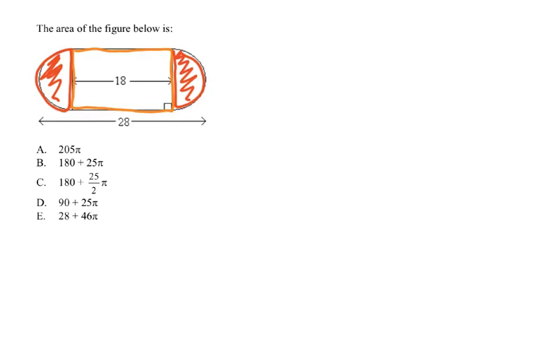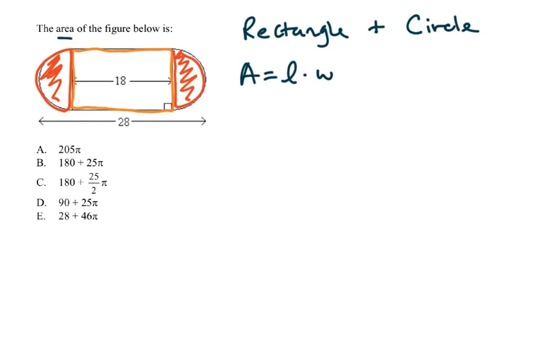So I could basically just say this is a rectangle plus a circle. You could calculate the areas of those half circles separately and then add them together, but it's just going to be easier if you just calculate the circle. So since it's asking for area, I need area formulas. For my rectangle, it's going to be A equals length times width, and my circle is going to be A equals pi r squared.